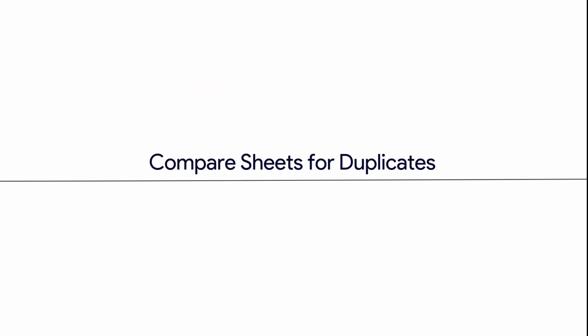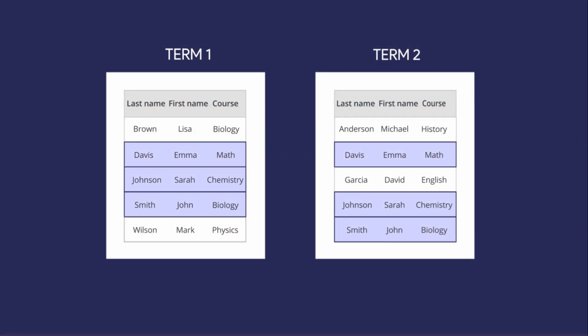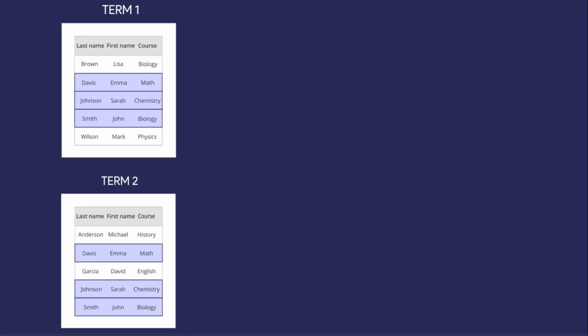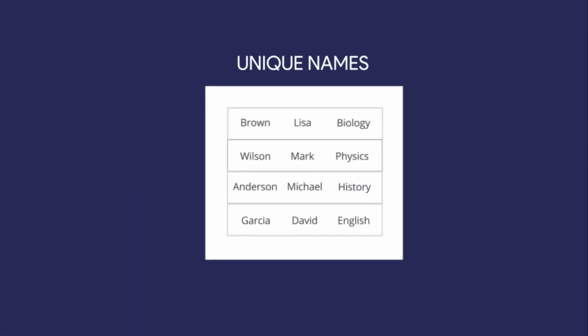The first tool in this powerful set is Compare Sheets for Duplicates. It's what you need to find duplicate or unique rows across multiple tables. Imagine comparing student lists from various terms. Duplicate values will reveal and color the continuing students, while unique values will indicate the newbies and potential dropouts.